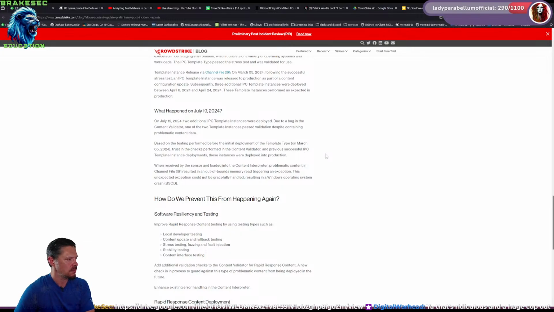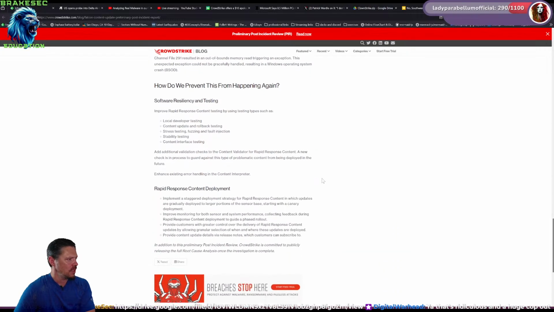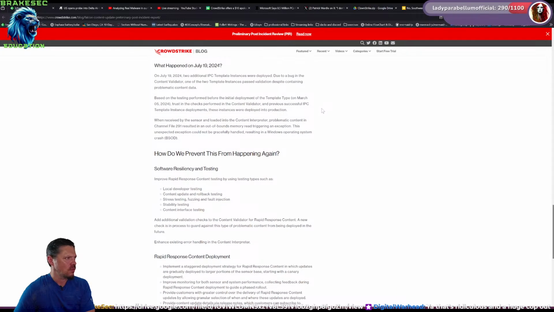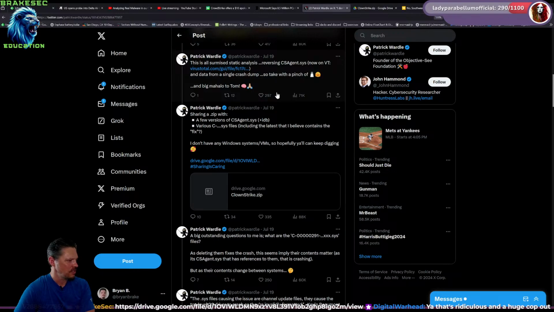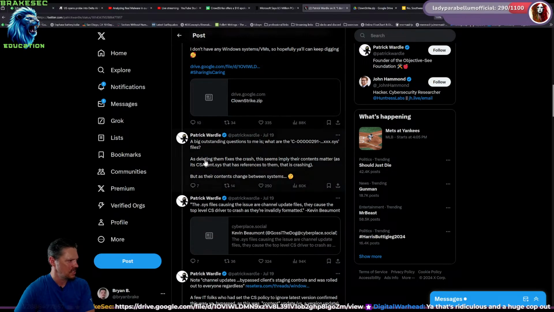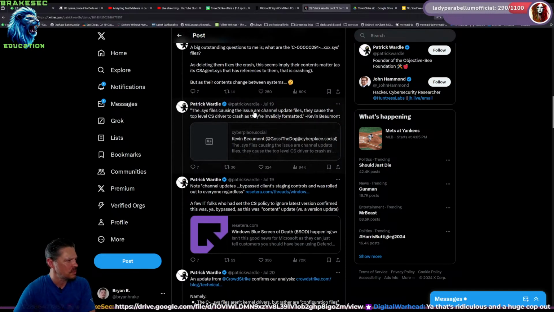Okay. Yeah, problematic content resulted in out of bounds memory triggering the exception. How do we prevent this from happening again? Well, according to who said that, they probably couldn't find that in testing. As deleting them fixes the crash, this seemed to imply their contents matter, as CSAgent.sys has references to them, and that's what's crashing. The .sys files causing the issue are channel update files. They cause the top-level CS driver to crash as they're invalidly formatted.